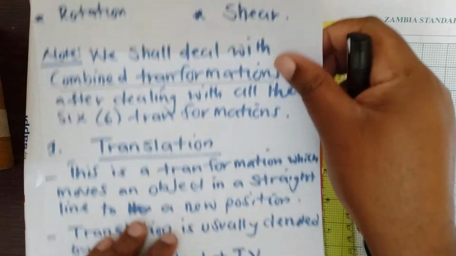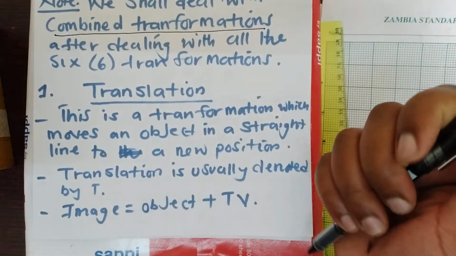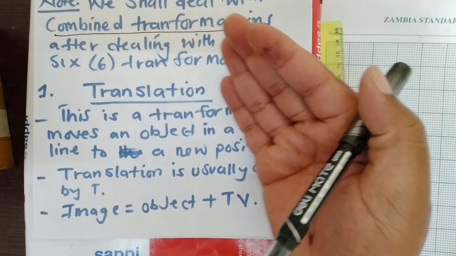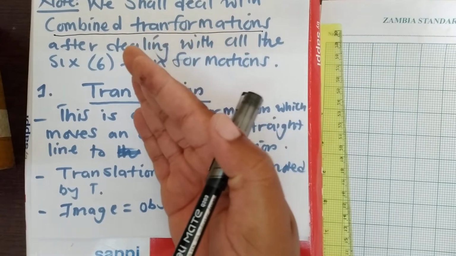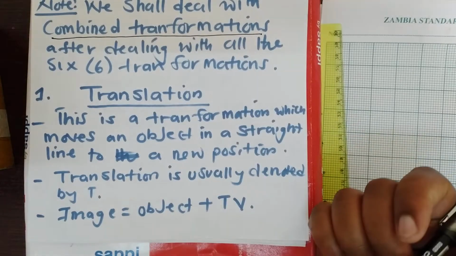And to kickstart, we shall deal with translation. What is it to translate an object? To translate an object simply means you're going to move an object from one position to another position in a straight line.